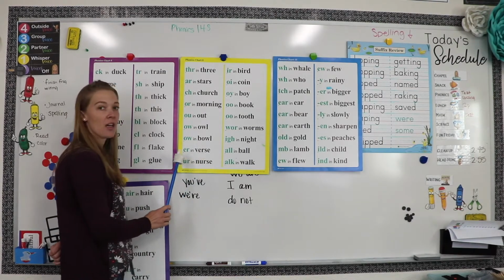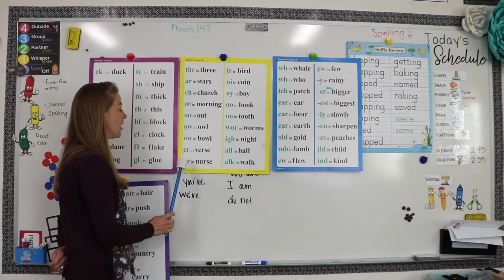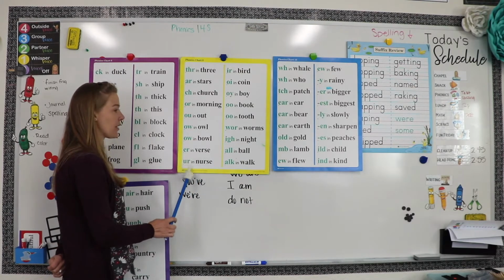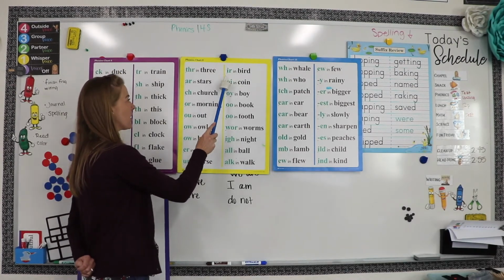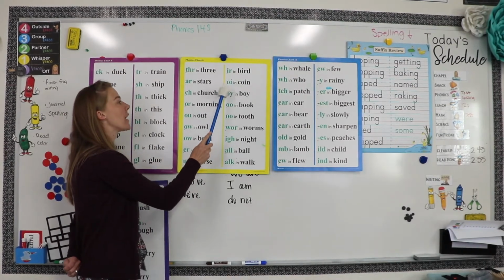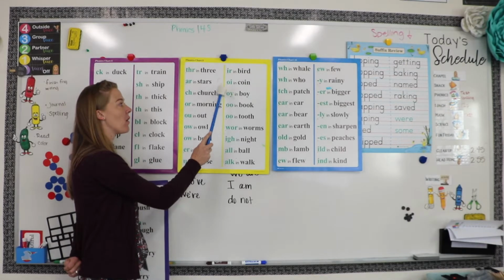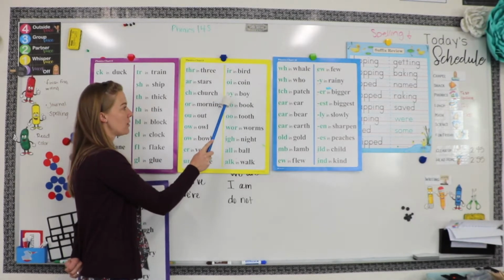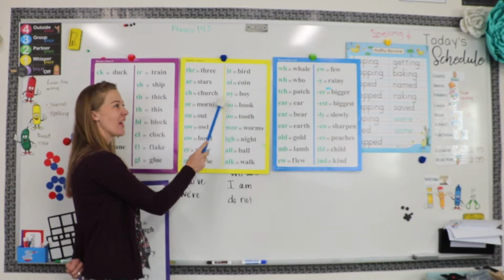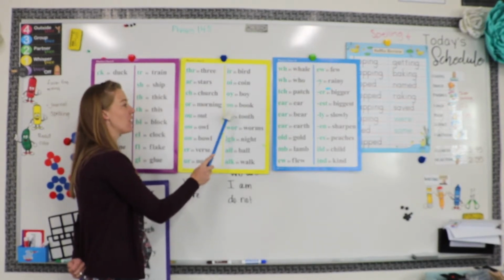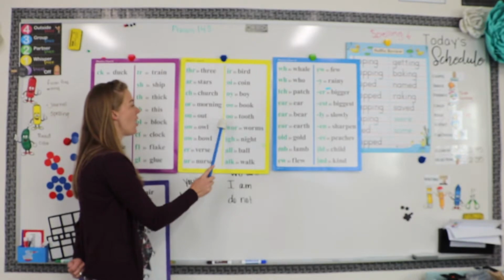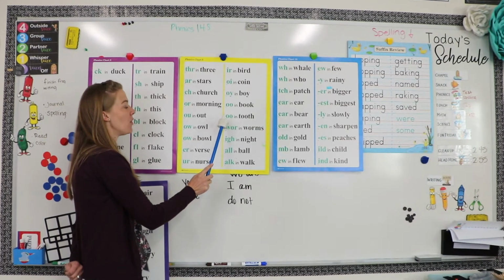In verse, ER says er. In nurse, UR says ur. In bird, IR says ir. Oi in coin, OI says oi. Oi in boy, OY says oi. In book, OO says oo. Oo in tooth, OO says oo.